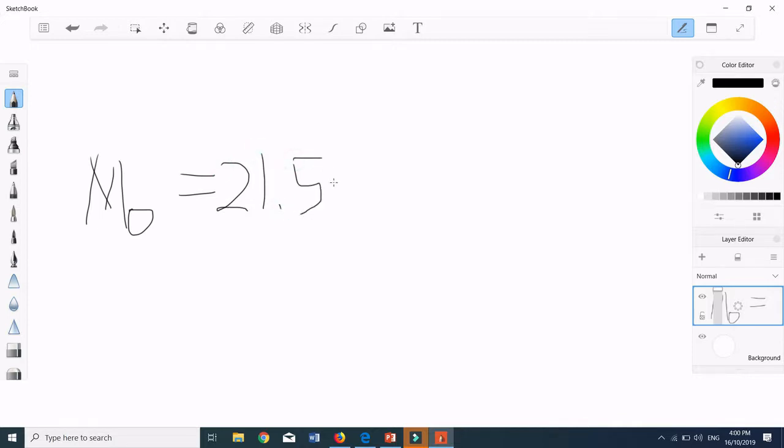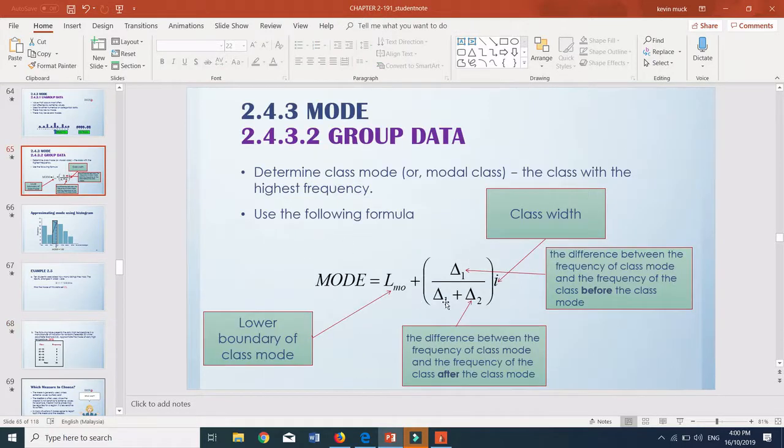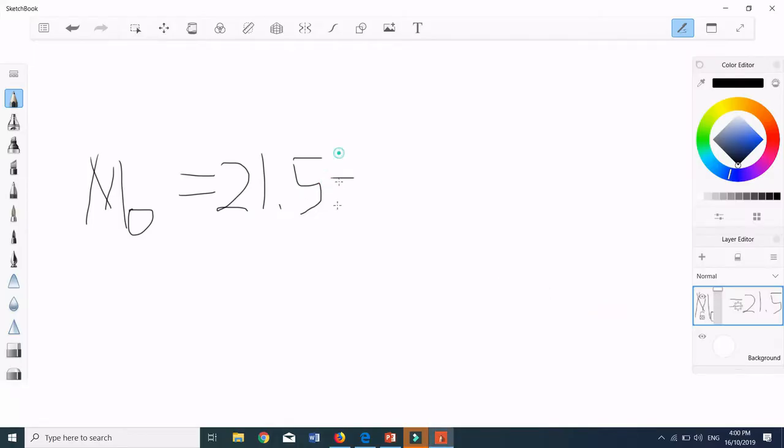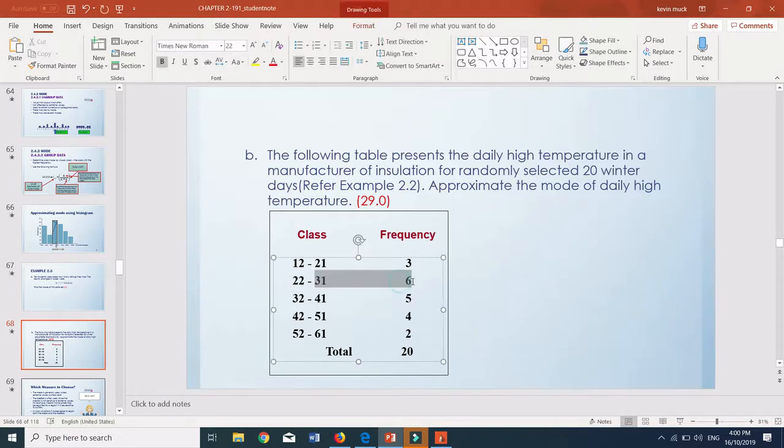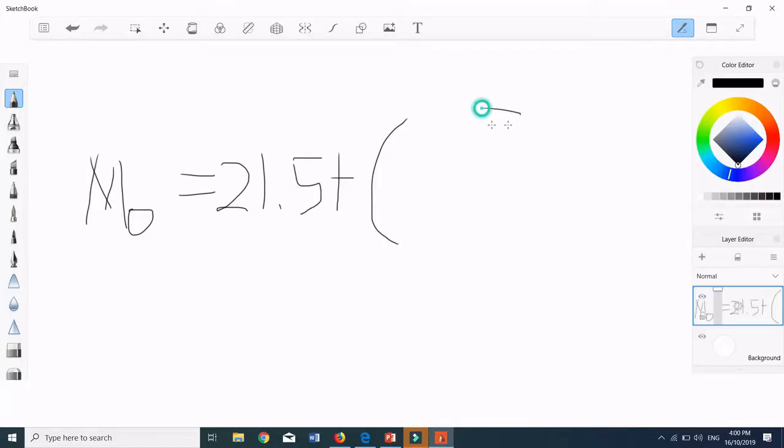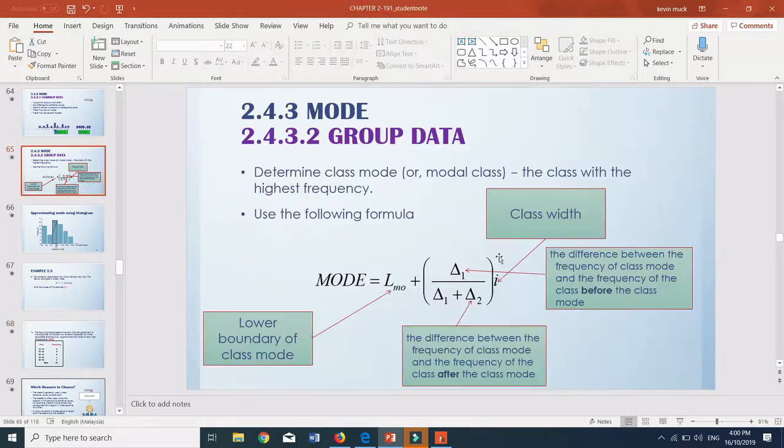Let's take a look at the formula. You plus the difference between the frequency of the class mode and the frequency before the class mode. The frequency of the class mode is 6. The difference between this one and the previous one will be 6 minus 3. You get 3.